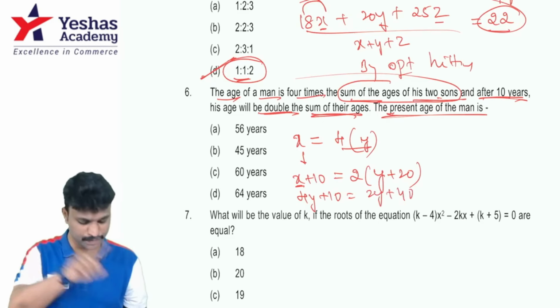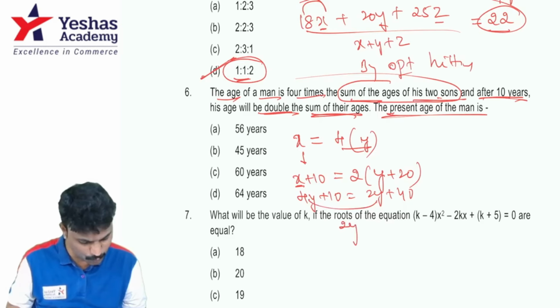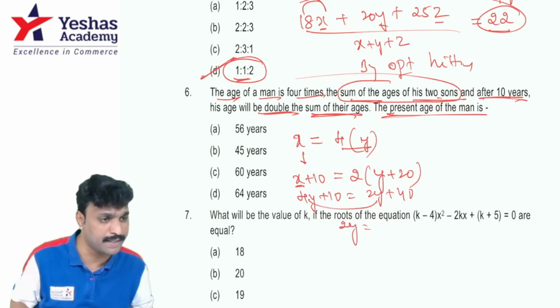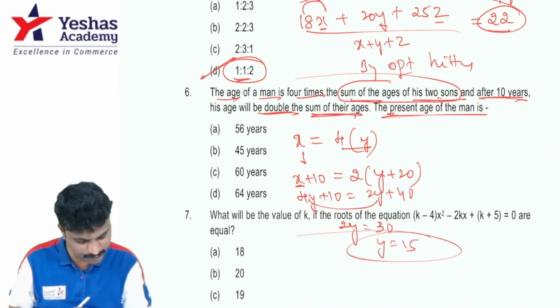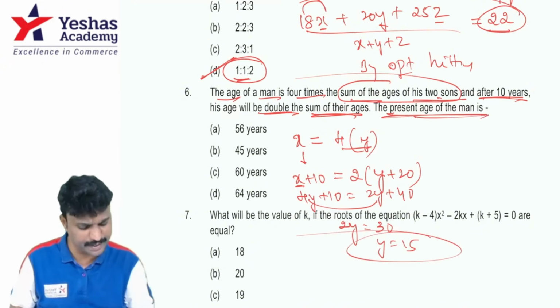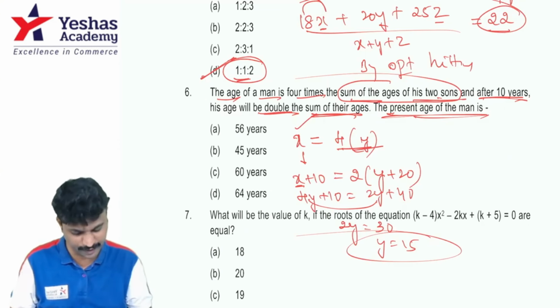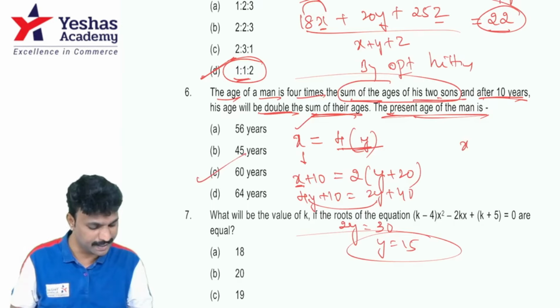Now taking y terms together, 4y minus 2y is 2y. 10 goes to the other side, becomes minus 10. 40 minus 10 is 30. So y is equal to how much? 15. Now you're asked to find the present age of the man, which is nothing but x. So 4 into y, 4 into 15, 60. That means option C is the right answer.